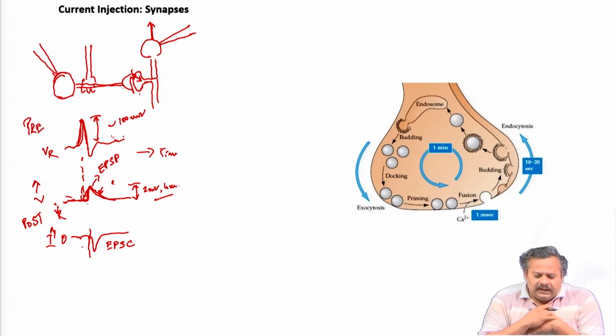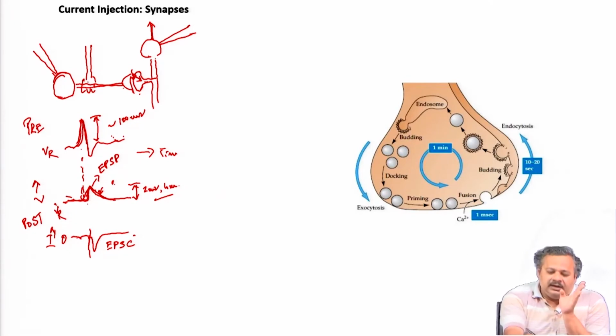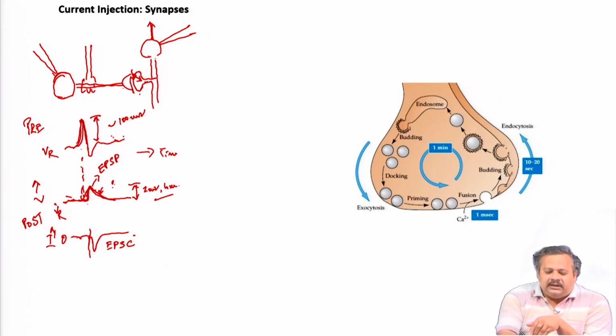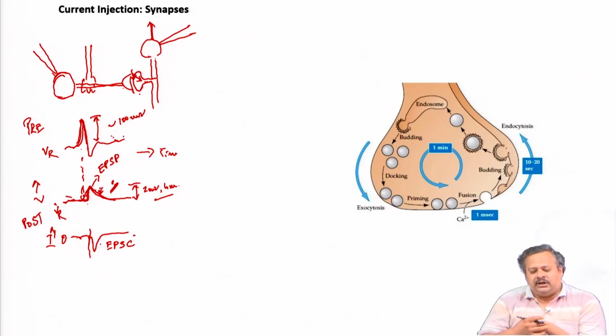So, in this case, what we are measuring is the effect of the spike in the presynaptic side as measured by the current injection in the postsynaptic side. And for the EPSP, we are measuring the effect of the presynaptic spike through the voltage change in the postsynaptic side. So, depending on the type of synapse, it is excitatory postsynaptic potential or excitatory postsynaptic current that we will measure.